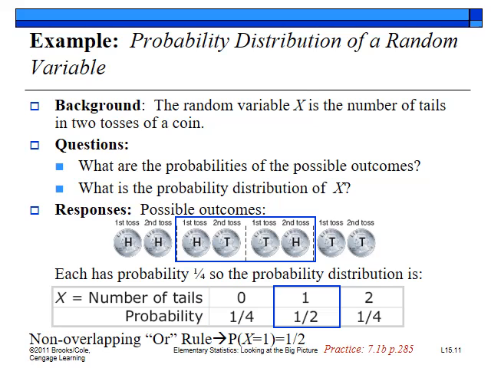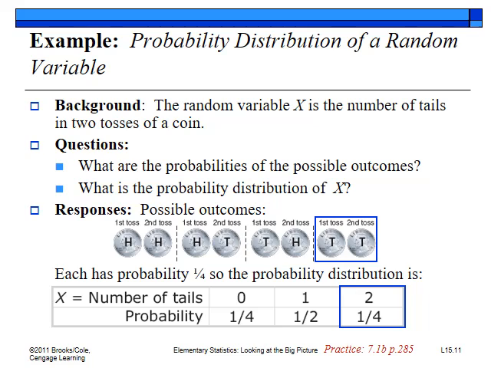2 of the possible outcomes result in seeing one tail. So using the OR rule, we get that the probability that x equals 1 is 1/2. That's 1/4 plus 1/4. Finally, only one of the 4 outcomes results in seeing 2 tails. So the probability that x equals 2 is 1/4.